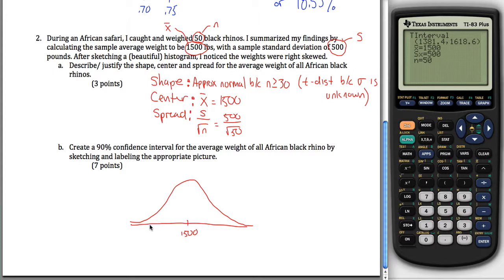And what it tells me is that if you go down to 1381.4 or up to 1618.6 and use those as your endpoints, then what you've done is created a 90% confidence interval. 90% is the area in between these 2 points. Because it doesn't tell you to interpret this, I don't have to interpret it. That is the end of this quiz.